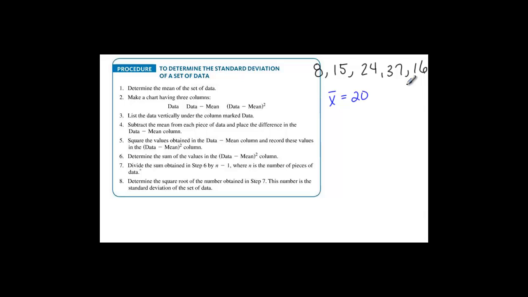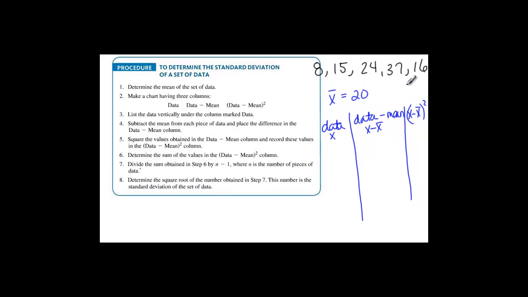Next, we want to make a chart with the following columns. We want, first of all, the data. So those will be our x's. We want the data minus the mean, so the x's minus x bar. And data minus mean, squared. Okay, so let's list our data first. It does not have to be in descending or ascending order, since it's just a list. 8, 15, 24, 37, and 16.